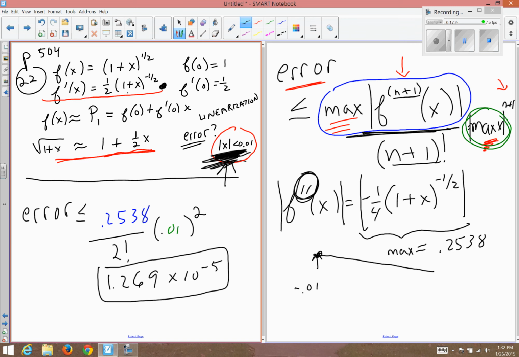Answering the question, the maximum error in this polynomial, which is actually a line, is used to approximate 1 plus the square root of x. The error in the approximation will be less than 1.269 times 10 to the -5, provided x is between -0.01 and +0.01.